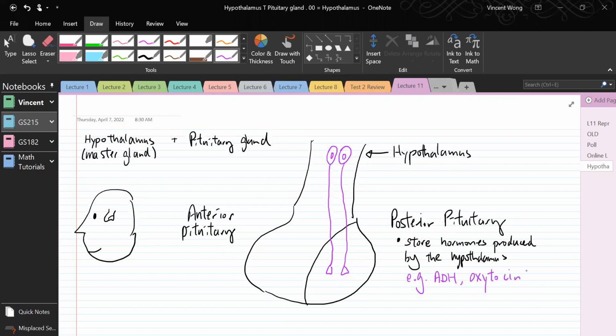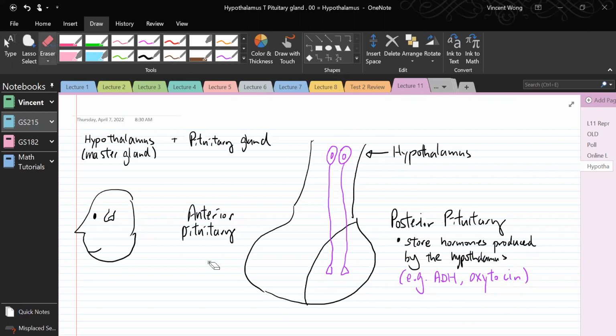Does anybody know what oxytocin does? Oxytocin is a hormone that is going to cause the uterus to contract during labor. It's also going to cause the letdown of the milk when the mother is nursing the baby. So these are hormones that will be produced in the hypothalamus and stored in the posterior pituitary gland. You'll learn more about them next week.